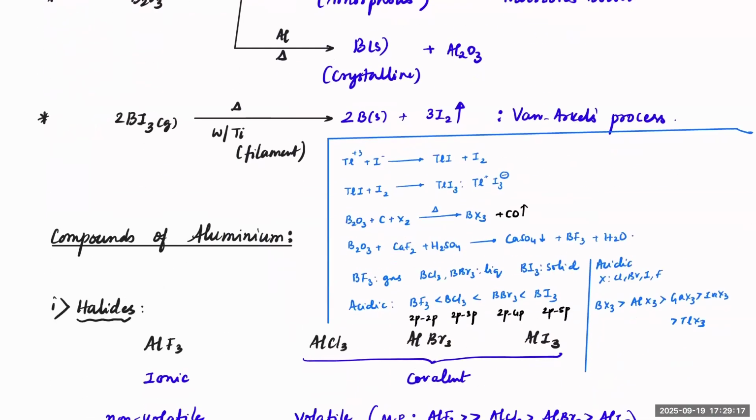Now, another method is you take boron iodide and react it with tungsten or titanium, and heat it strongly. So boron will get separated, I2 will get separated. This way you will have pure boron forming. It is called the Van Arkel process.